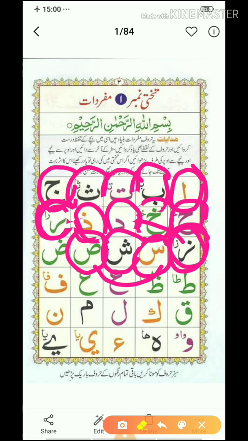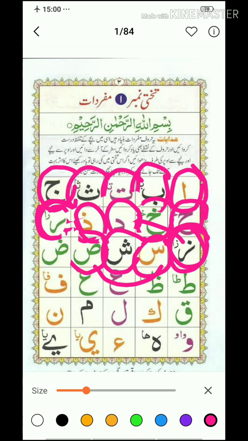the method to pronounce Sad is you have to round your lips, like Sad. While pronouncing Sad, you do not make a sound like a whistle. Instead of it, you just round your lips. So this is the difference between Sin and Sad.